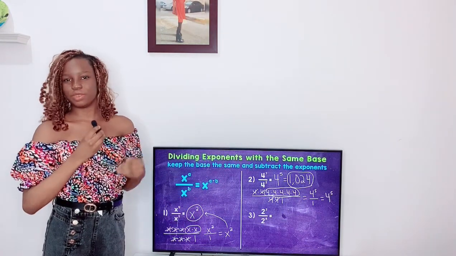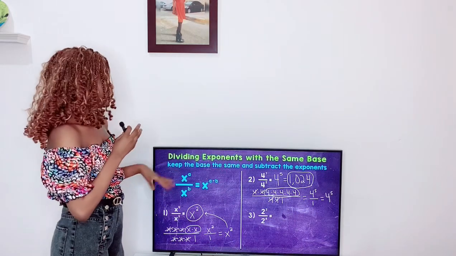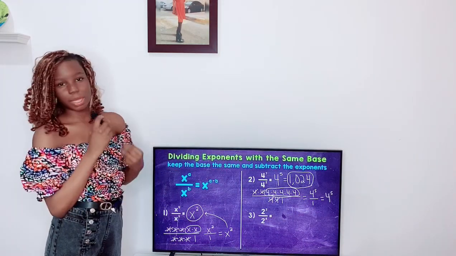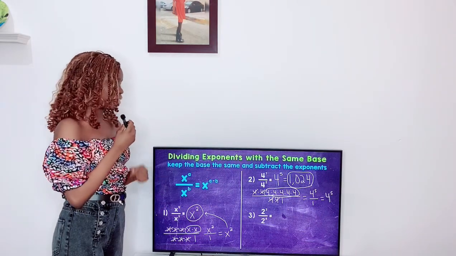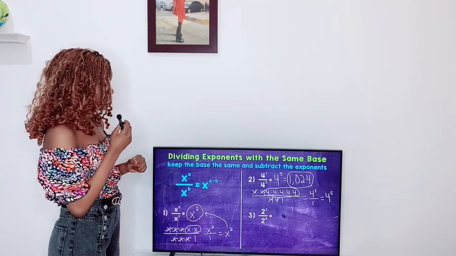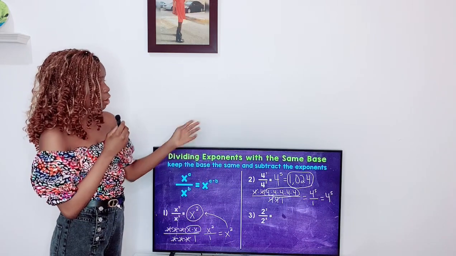All right, so let's move to another example, which is number 2, one that actually has numbers. So number 2 says 4 raised to the power of 7 over 4 raised to the power of 2.